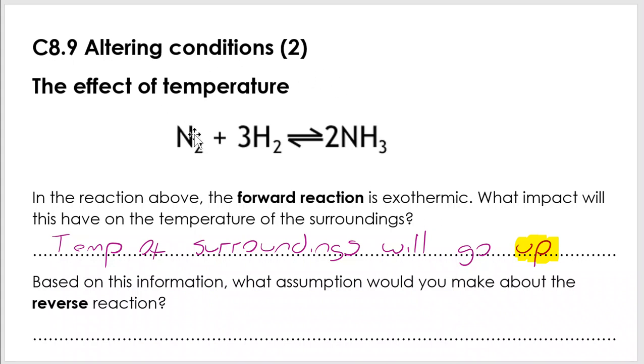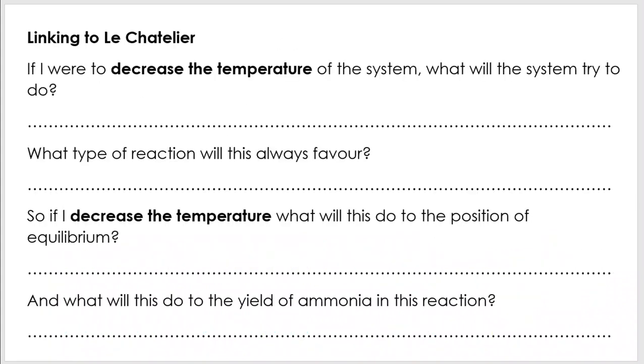If you're not sure about those, it's useful to go back to the previous topic where that was discussed in much more detail. So we would expect the temperature of the surroundings to go down in the backward endothermic reaction. A few more questions now to link it to Le Chatelier.